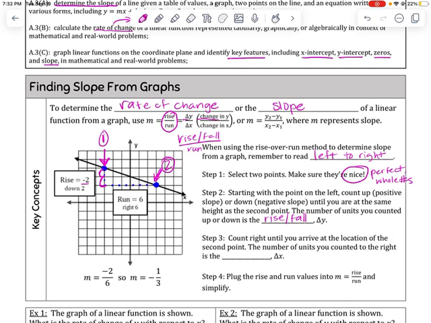And then here's the third step. I am going to count to the right until I arrive at the location of the second point. And the number of units we count, the number of squares, just kind of depends on what this is going to be: the run, or the change in x.